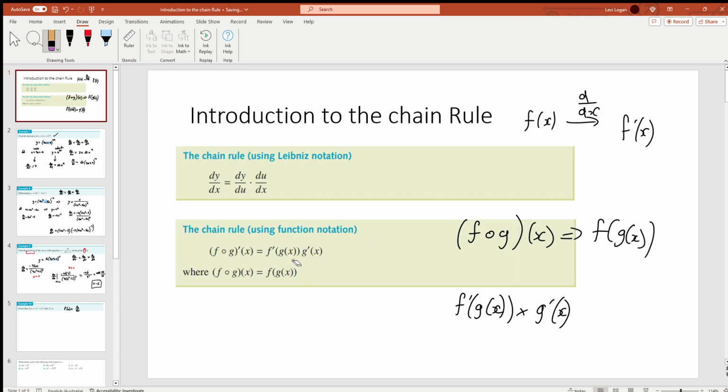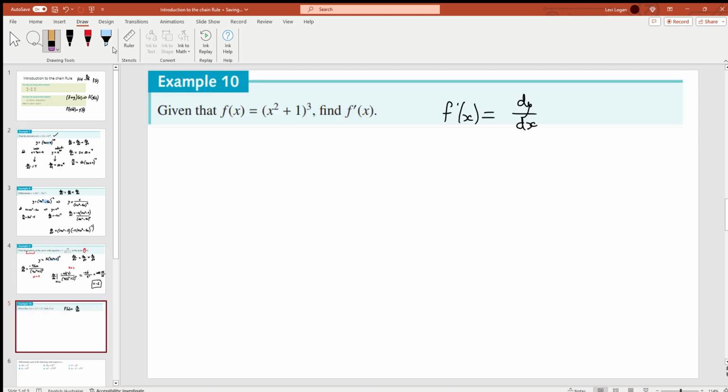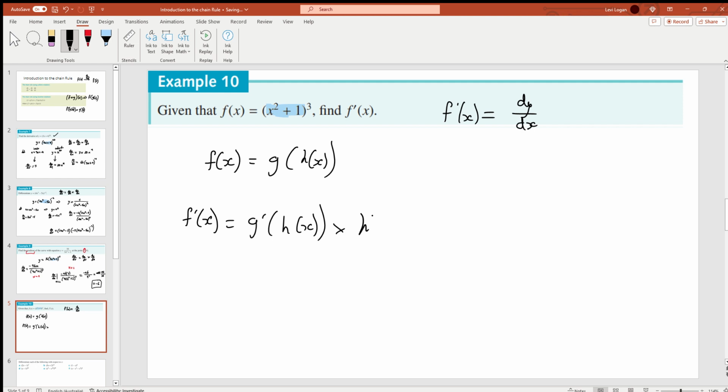So at the start here, we can see at the moment we have our inside function and our outside function. In other words, we've pretty much got this scenario: f of x is equal to g of h of x. So h of x is your x squared plus 1, and your g of that is the cubic term. If we're going to differentiate this, we need to differentiate the inside and the outside. So f dash of x is equal to g dash of h of x multiplied by h dash of x.